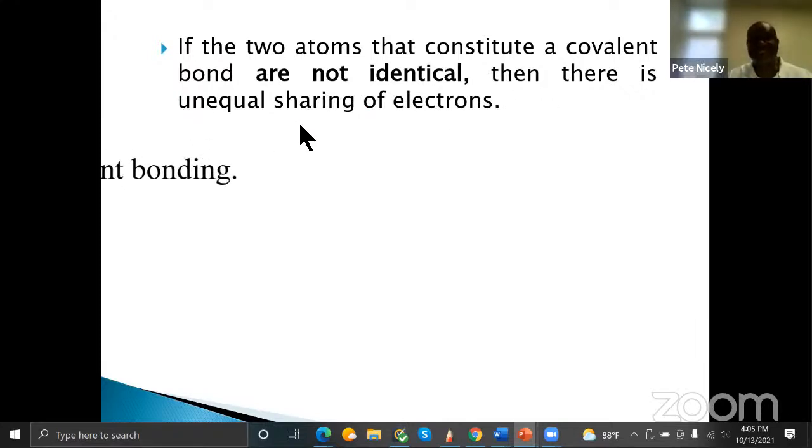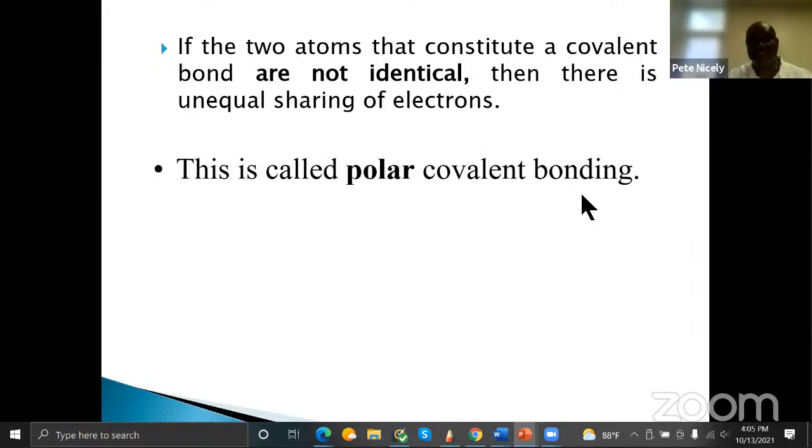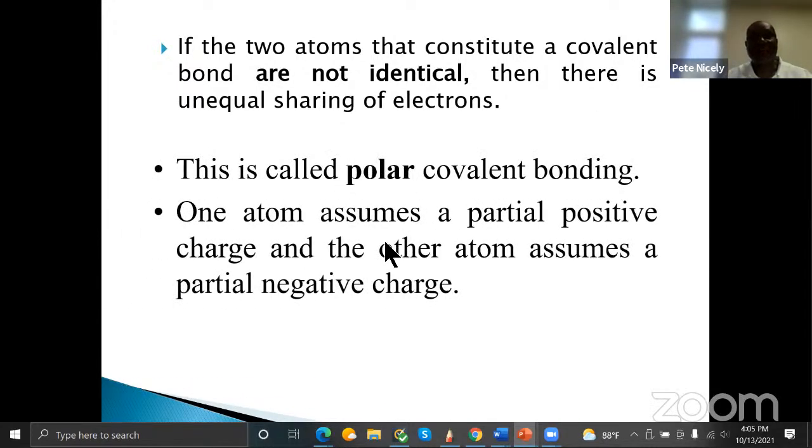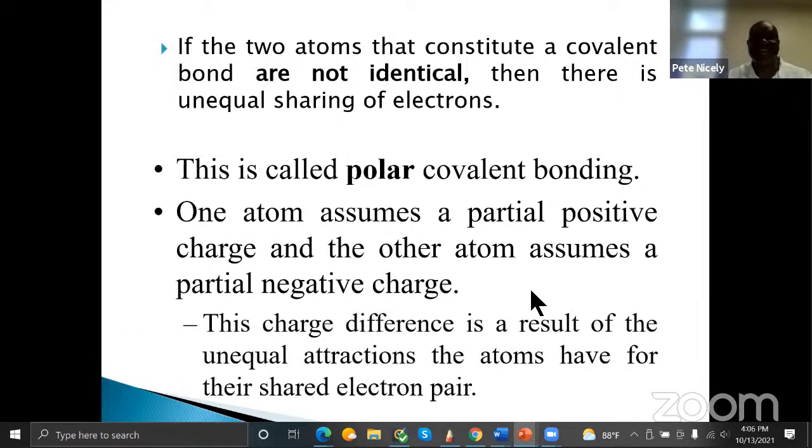Now, if you have two atoms that are not identical, then there will be an unequal sharing of electrons, right? And we call this a polar covalent bond. And what happens as a result is that one atom will assume what we call a partial positive charge, and the other atom will assume a partial negative charge. And the charge separation is due to, as we said before, unequal sharing of electrons, because both atoms will have different attraction for the shared electrons, all right? So that's what happens in the case of polar covalent bonding.